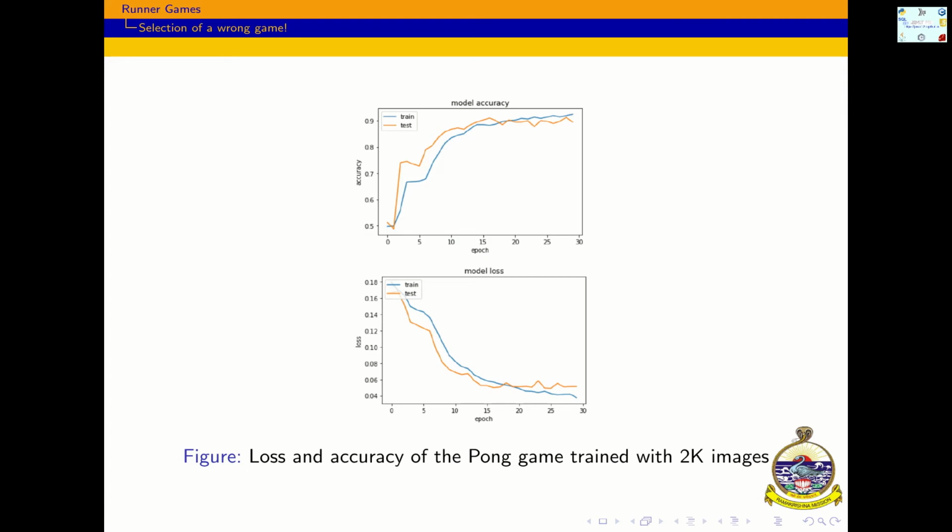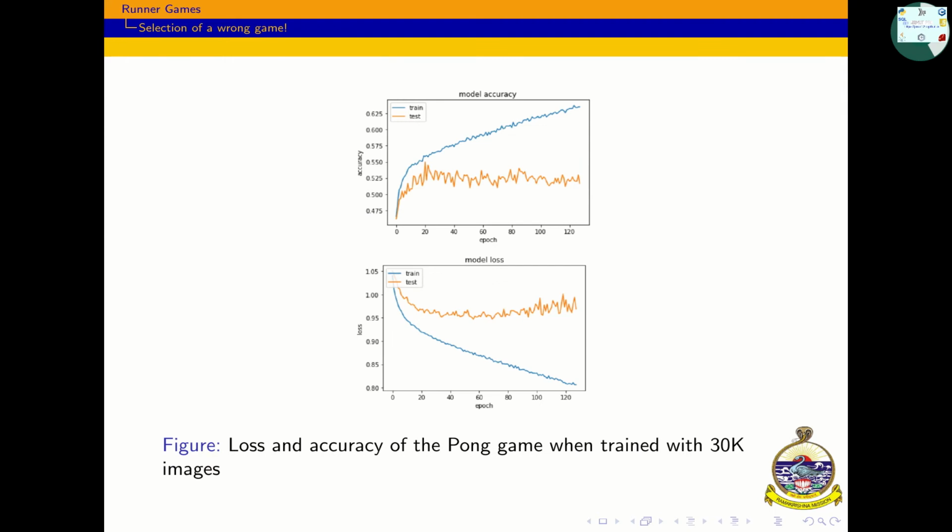We used a simple idea: when we increase the data, we should get good accuracy. So we increased the data, and this is for 30K images. We can see that the train set is very good, but the test set is giving about 52% accuracy. That is also fluctuating. So this is a very simple, common case of overfitting.